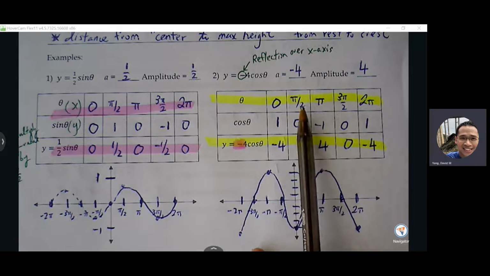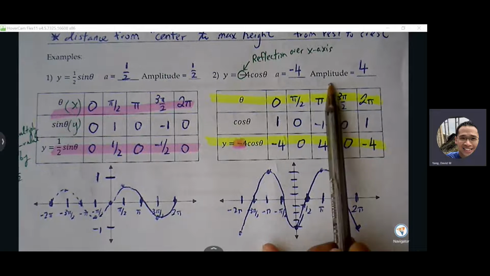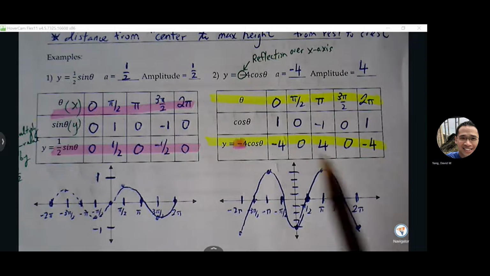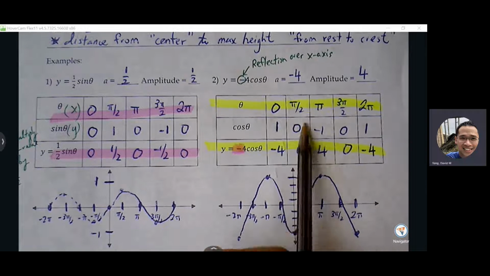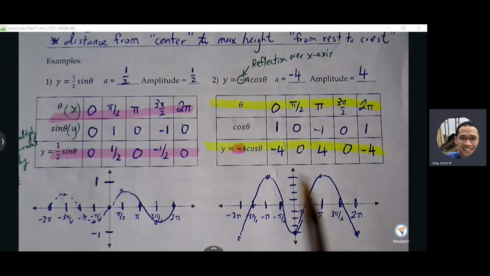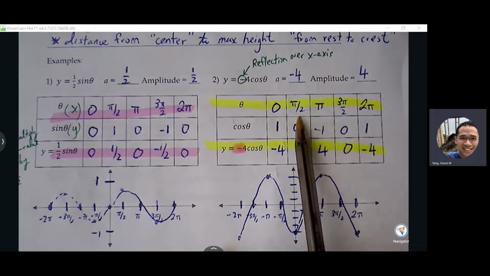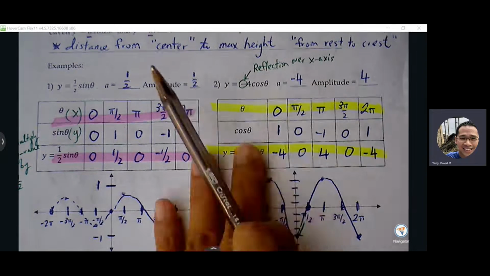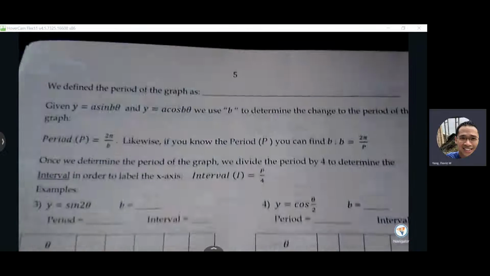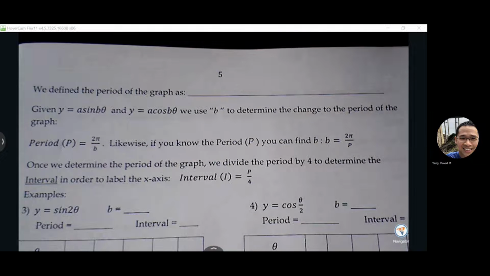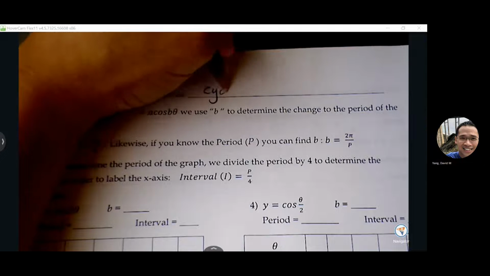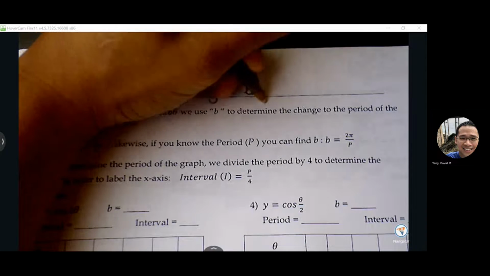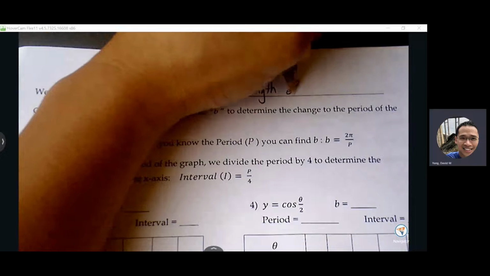Okay. So we're going to now talk about what happens if our graph is either stretched or compressed. We're still going to have 5 slots, but now we're going to have to adjust our intervals because our graph is now stretched or compressed. So let's go to page 5. So we define the period of a graph as the cycle length of a graph.